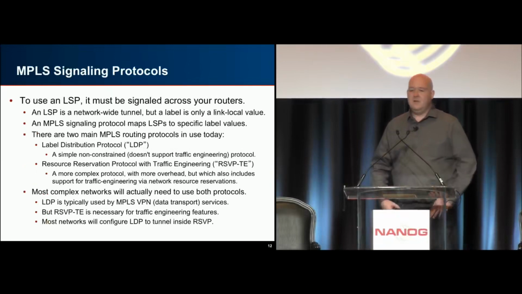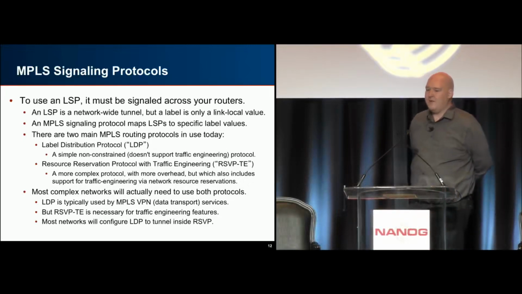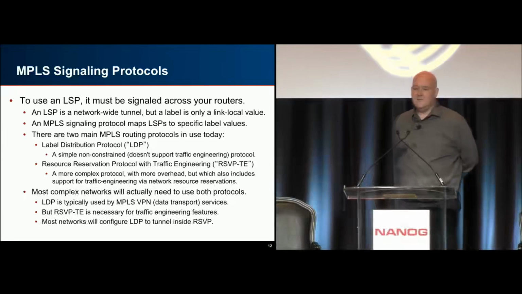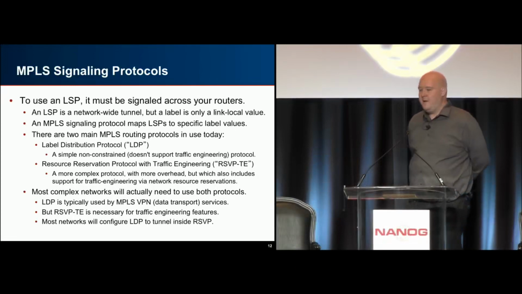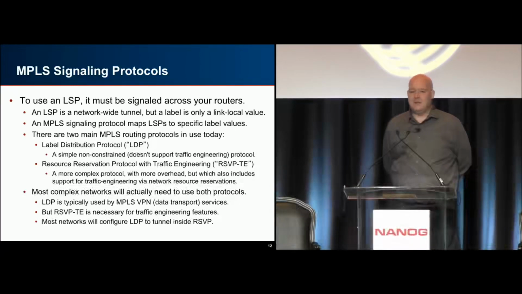So to use an LSP, you actually have to signal it across all these routers. An LSP is a network-wide tunnel, but the label itself only has a link local value. So as a concept, you might have 5 routers in the middle, between A and B. The label, the header, will change between every hop, but the label itself doesn't mean anything. What the label tells you is the LSP. The LSP itself is the thing that goes from point A to point B, regardless of what's in the middle, or defines what's in the middle. So it's a little interesting to get used to if you've never seen that before.